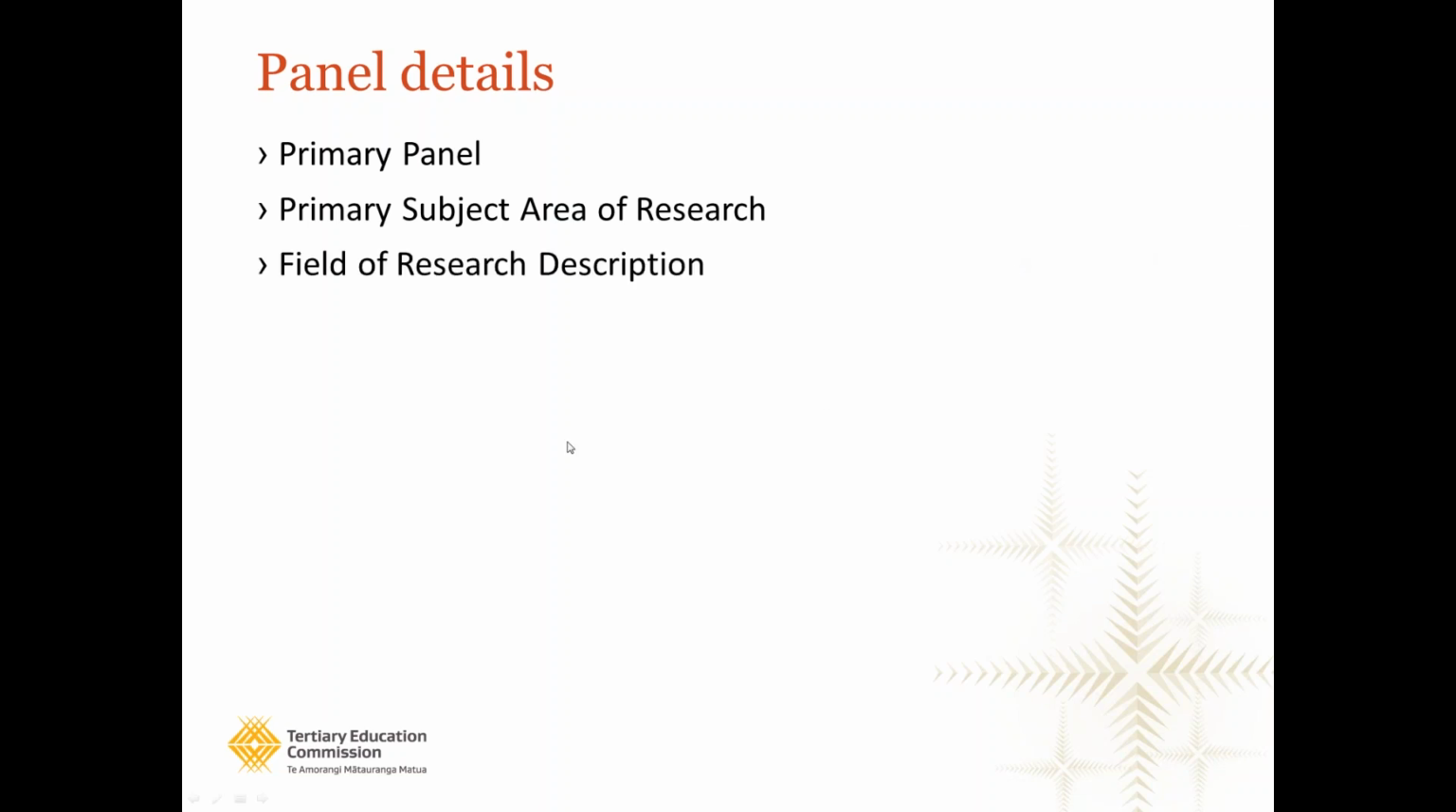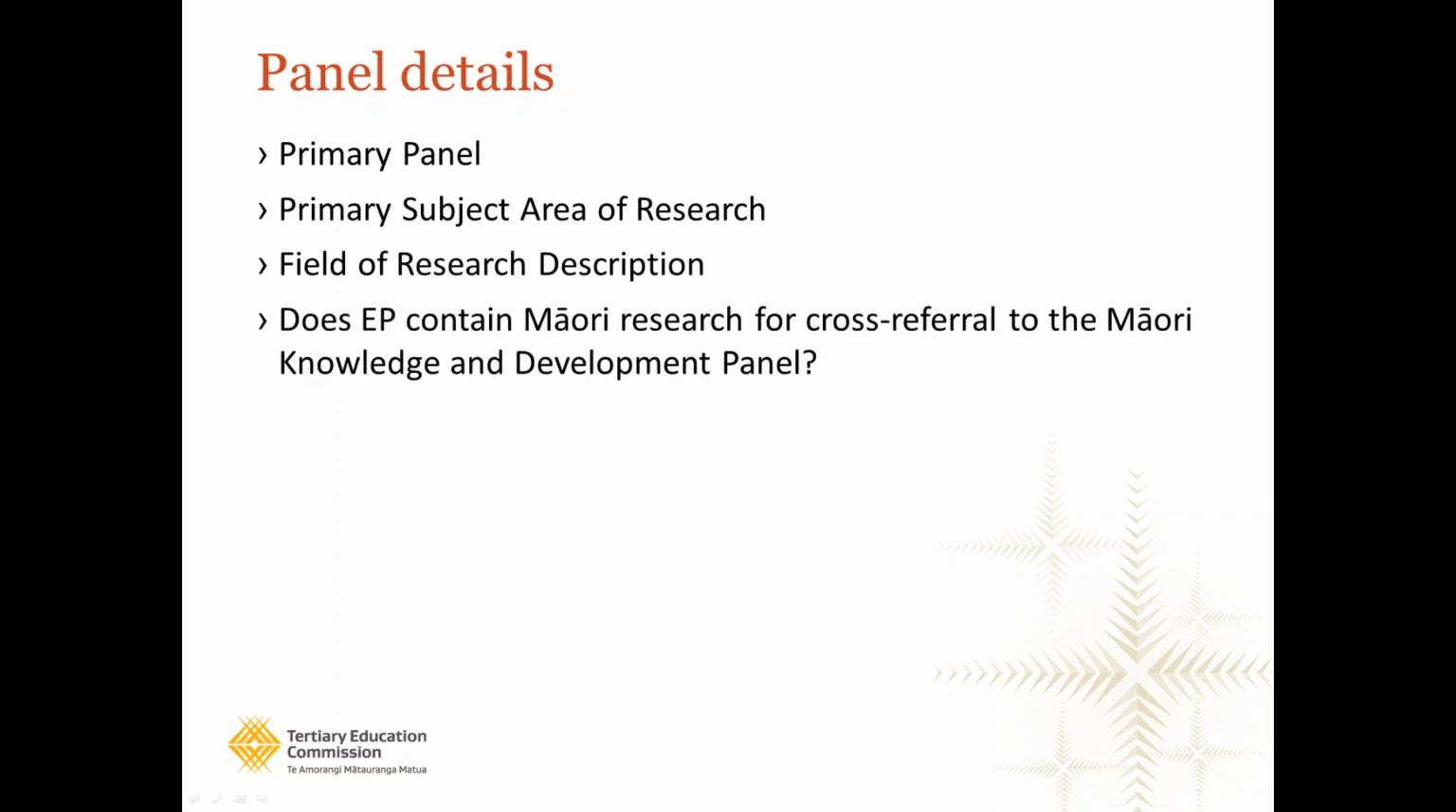Okay, so the next section that is probably a very key section is around the panel details. So what do staff members who are doing these EPs need to know here, Sharon? Right. Okay, so in this section, the researcher needs to put down the primary panel that the EP is going to, the primary subject area of research, the field of research description, and we'll move on to that in a minute.